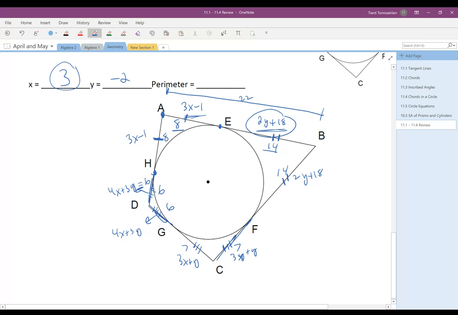So the y equals negative 2 didn't give us any negative length, which is the only thing we have to worry about. The final thing we do is perimeter, which is just going to be 8 plus 8, 14 plus 14, 7 plus 7, and 6 plus 6. Add all those together and you get 70. And so the perimeter of this shape is 70.